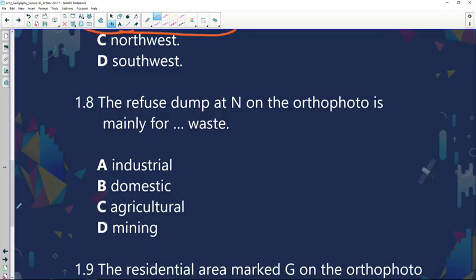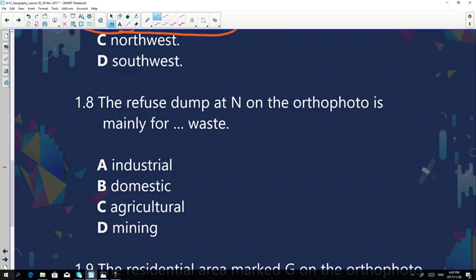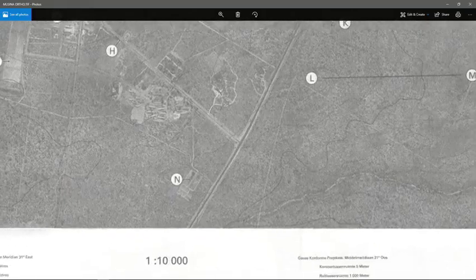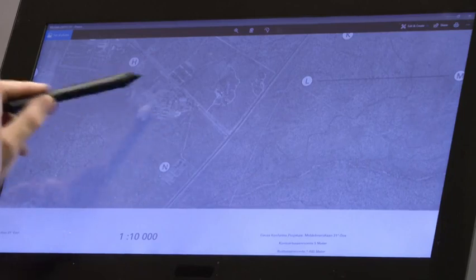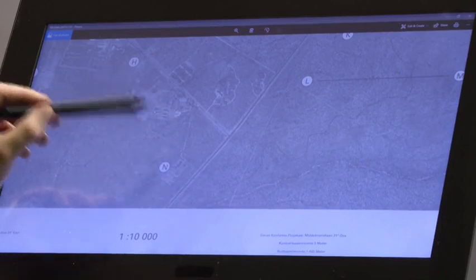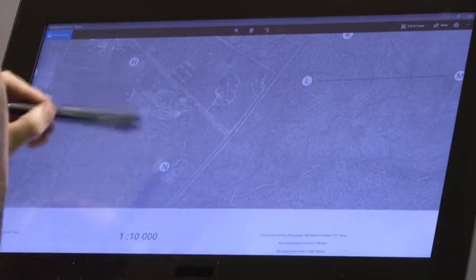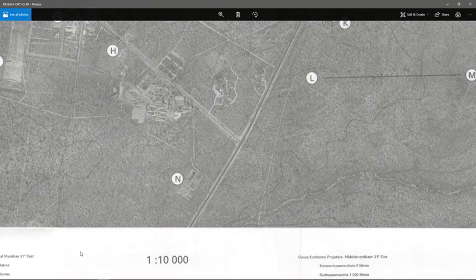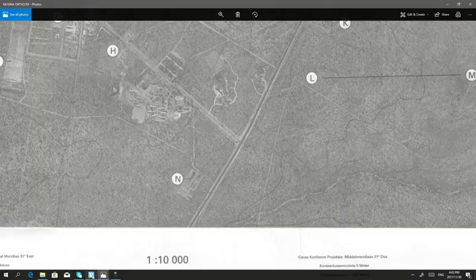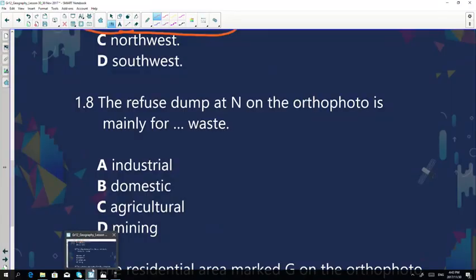If you look at question 1.8, the refuse dump at N on the orthophoto is mainly used for what type of waste? Now let's quickly go and have a look at the refuse dump at N. Now there's N over there, the refuse dump. If you can see over there, there's the industrial area. So I reckon the waste that's being disposed over there is for this industrial area over here. So the correct answer will be A.